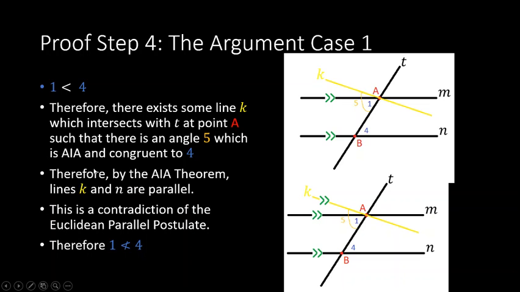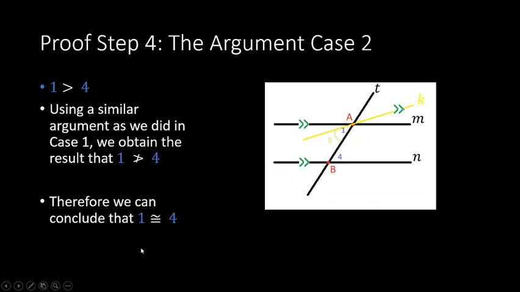But if angle 5 is congruent to angle 4, then by the alternate interior angles theorem, lines K and N are parallel. But if K is parallel to N, and by assumption N is parallel to M, and both K and M go through point A, this is a contradiction of the Euclidean parallel postulate. So therefore we can conclude that 1 cannot be less than 4.